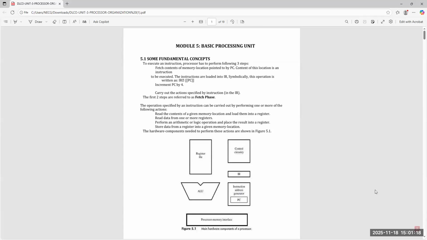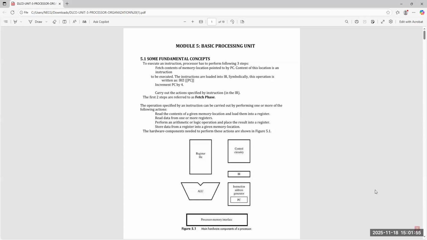So, another question is, what is a program? A program means a collection of instructions, or a set of instructions. Now, these instructions are executed one by one when we submit them to the processor.